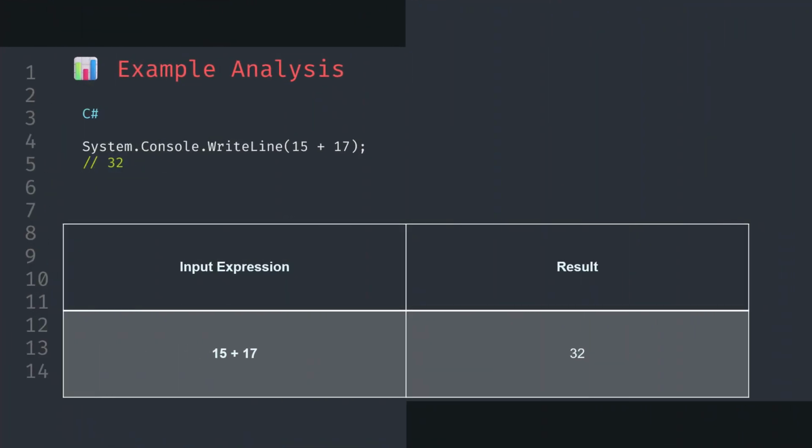Let's test it with this example. The input expression is 15 plus 17. C# does the math for us and produces the result 32. This shows us how programming languages can handle basic arithmetic like a calculator.